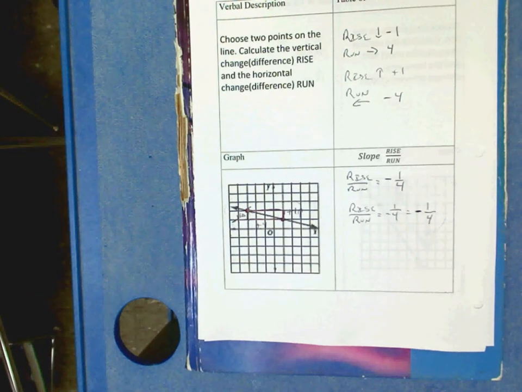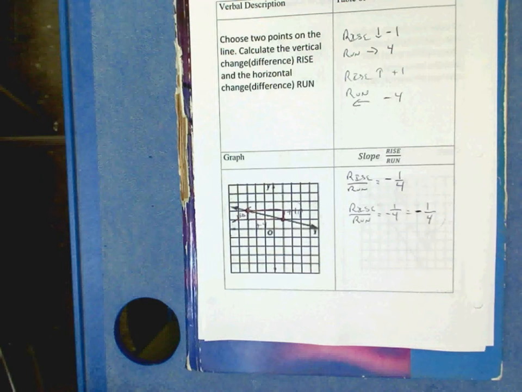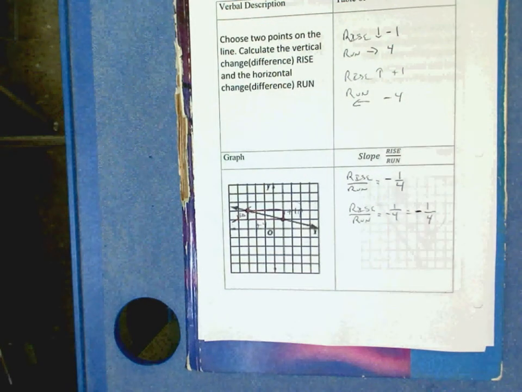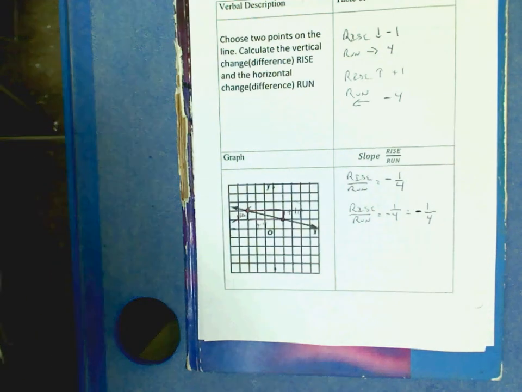Jordan. I did it this way, down. Yep, that's okay. Down, that's a -1 over +4. You're still getting -1 over 4. No matter which way you do it, that's perfect. That is the negative slope.